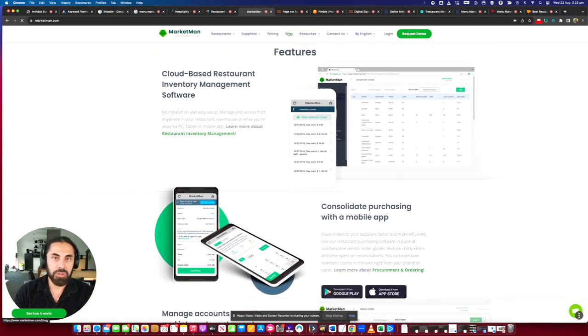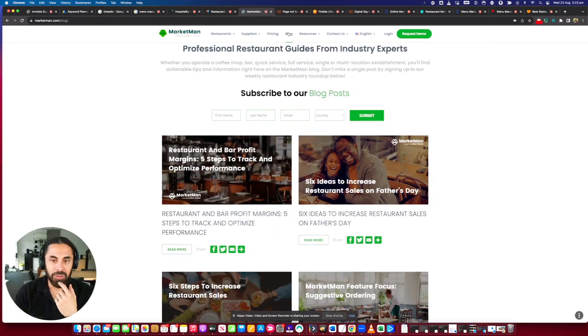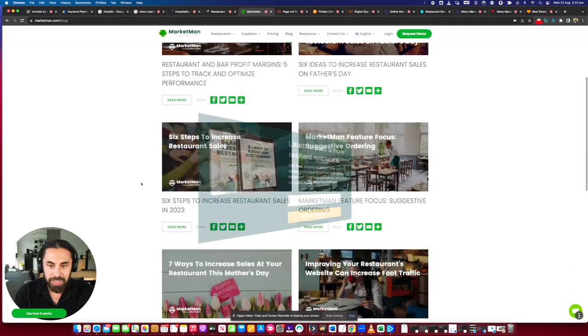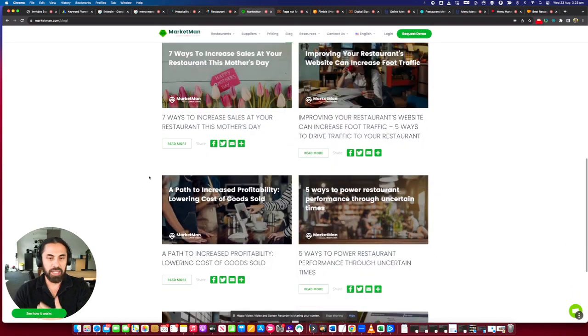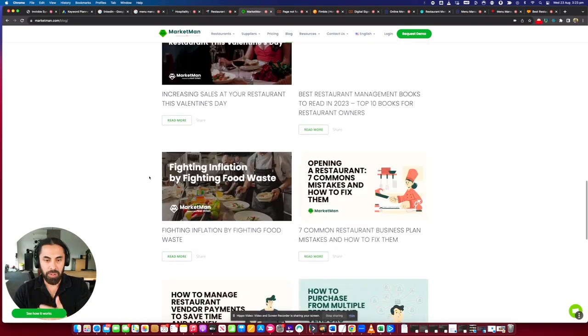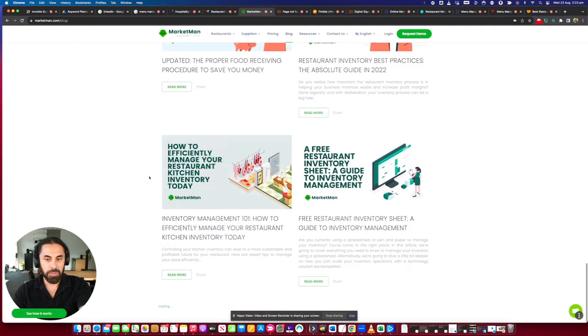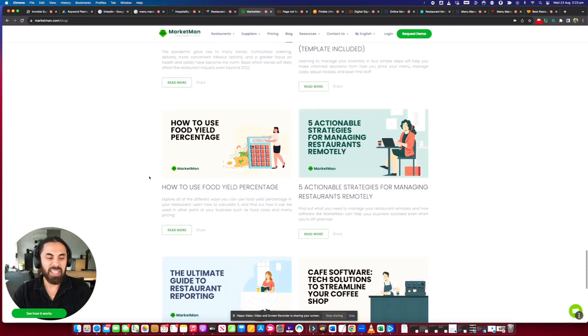And the next thing we can do is have a look at their blog, see how many articles they write, how often they write, because that's going to help with the organic rankings. So what we can see is that they have several blogs on here, and they're updating them regularly by the looks of them. This feed just keeps going and going and going. And then the next thing we want to do is just have a look at the headlines. Actionable strategies for managing restaurants remotely.